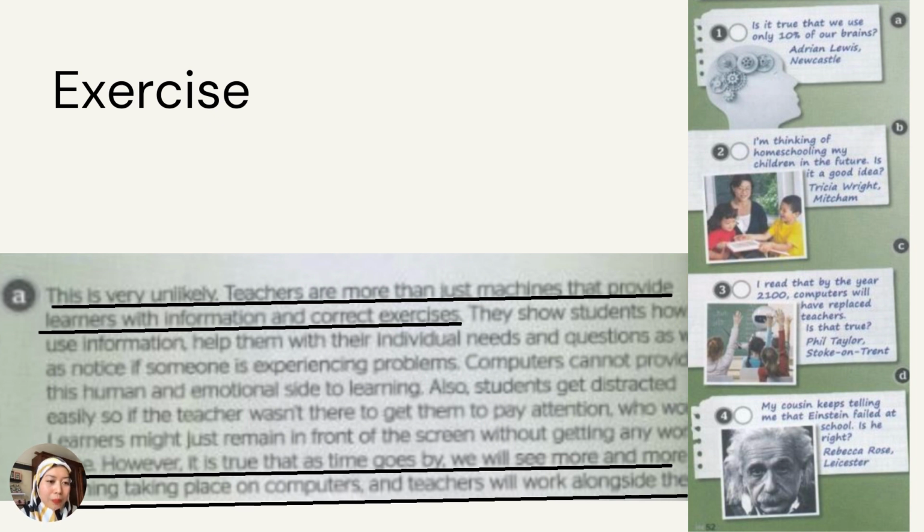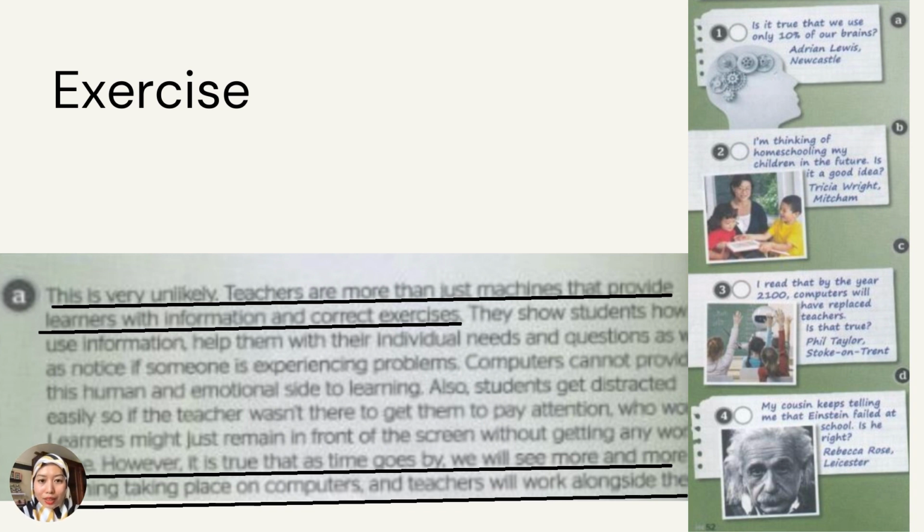The first few is, "This is very unlikely. Teachers are more than just machines that provide learners with information and correct exercises." So now we have the word machine there. Teacher and machine, that's the idea there. And then we're going to go to the last bit of the paragraph. "However, it is true that as time goes by, we will see more and more taking place on computers, and teachers will work alongside." So the idea here is teacher and machine, and at the end, working alongside, side by side.